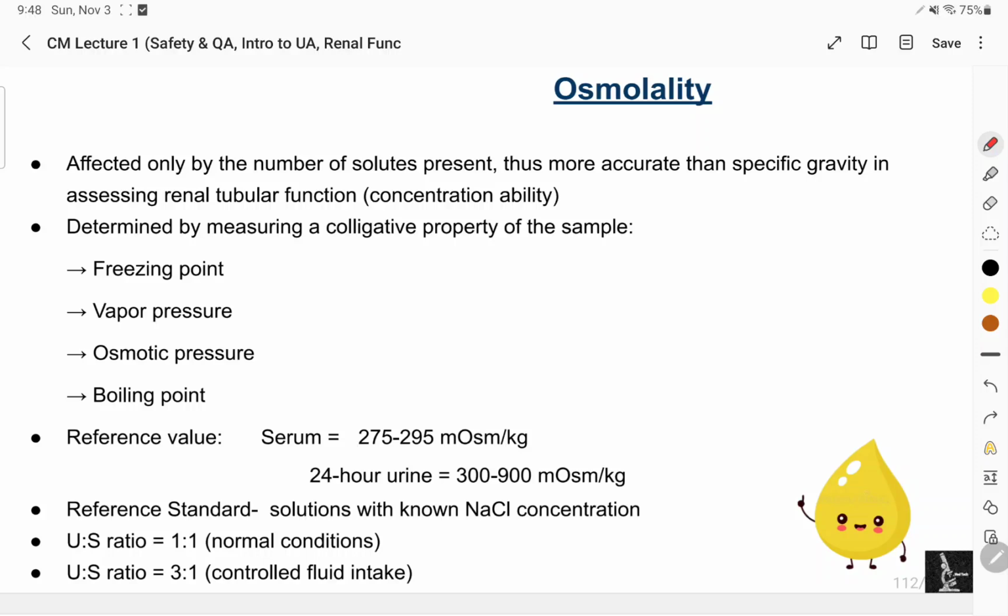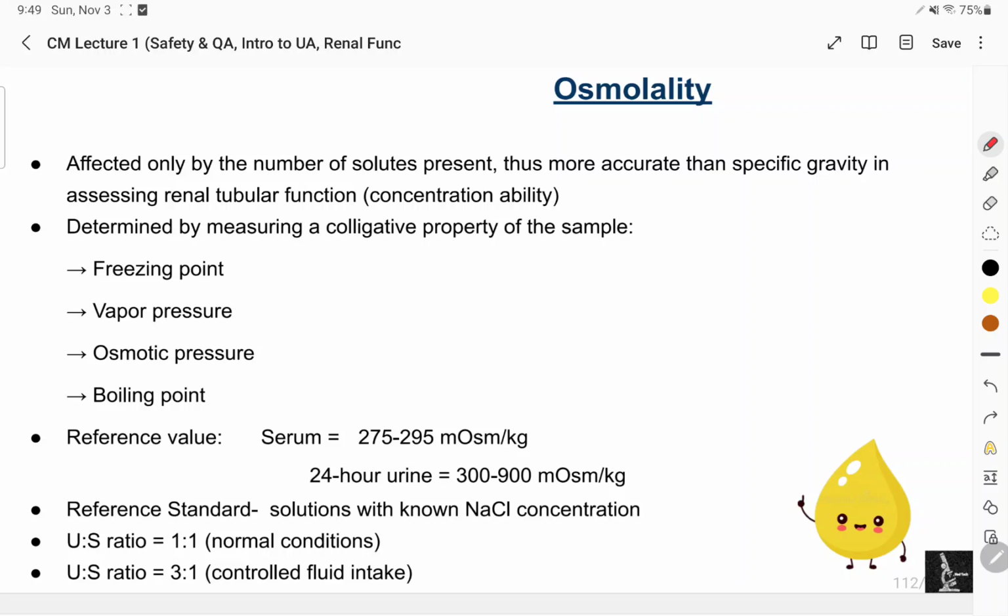Okay, and this is more accurate than specific gravity when we assess renal tubular function, or the concentrating ability of our kidneys. So what do we measure when we want to know the osmolality? We measure the colligative property of the sample. We determine the freezing point, vapor pressure, osmotic pressure, and boiling point. So the reference value for the osmolality of our serum is around 275 to 295 milliosmoles per kilogram, and our 24-hour urine is around 300 to 900 milliosmoles per kilogram.